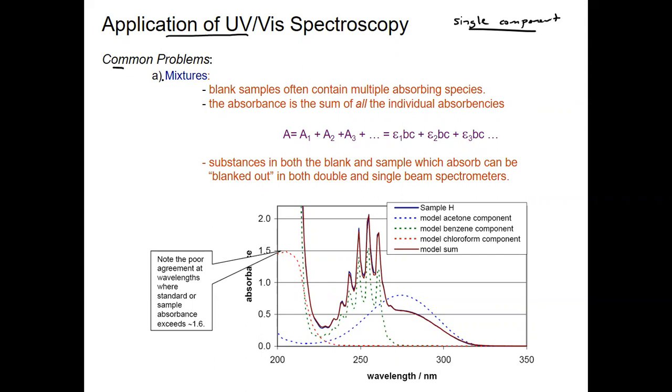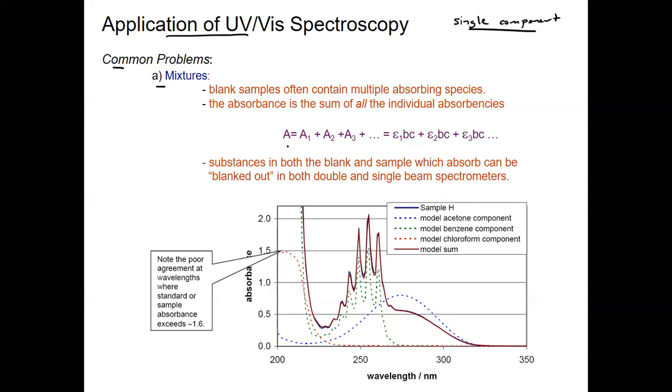So a common problem arises when you have, let's say, a mixture. Okay, so when you have a mixture, your blank and samples often contain multiple absorbing species. So it's not only the target analyte that absorbs the light. Some other materials that are present there can absorb the light.